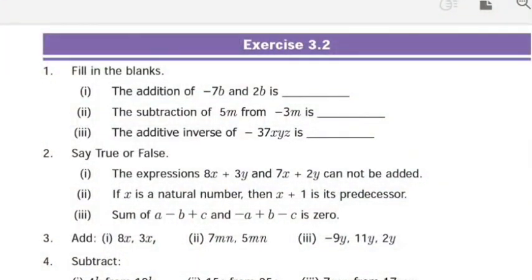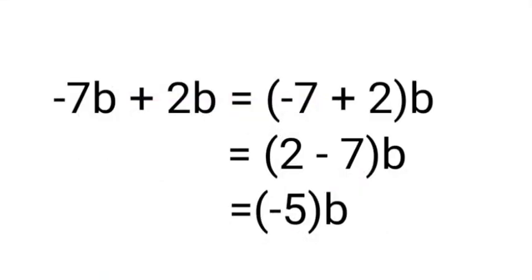Exercise number 3.2, first question, fill in the blanks. Subdivision 1, the addition of minus 7b and 2b is, for finding the answer we have to add minus 7b with 2b. When we add minus 7 with 2, you will get minus 5. So the answer is minus 5b.